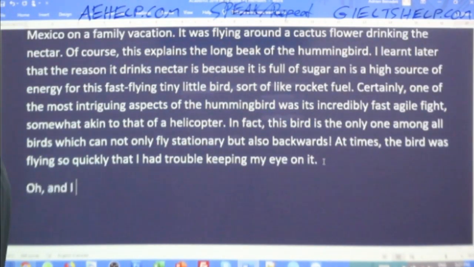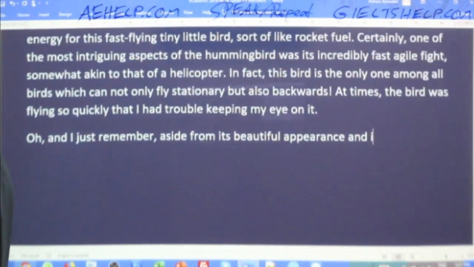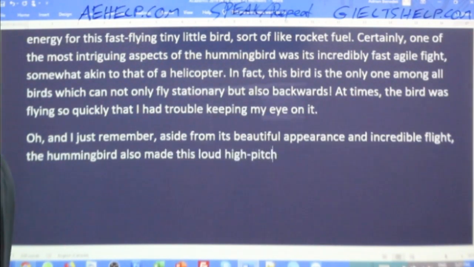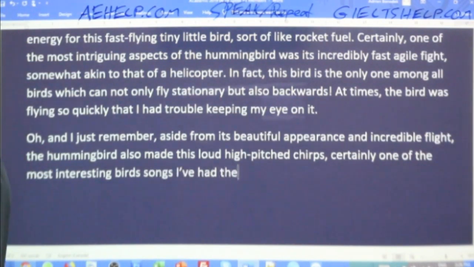Oh, and I just remembered, aside from its beautiful appearance and incredible flight, the hummingbird also made these loud, high-pitched chirps. Certainly one of the most interesting bird songs I've had the pleasure of hearing.